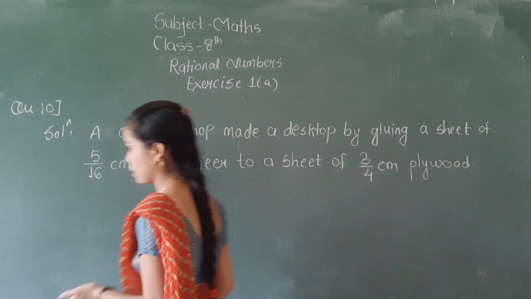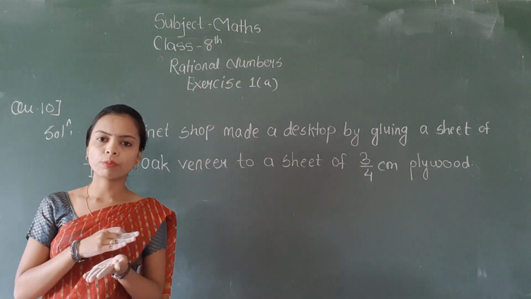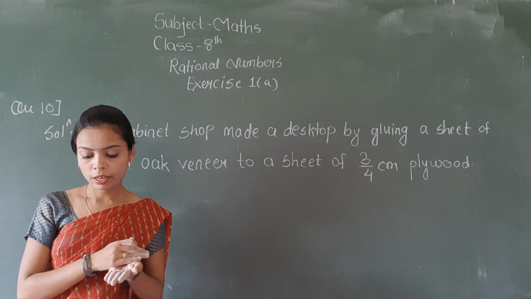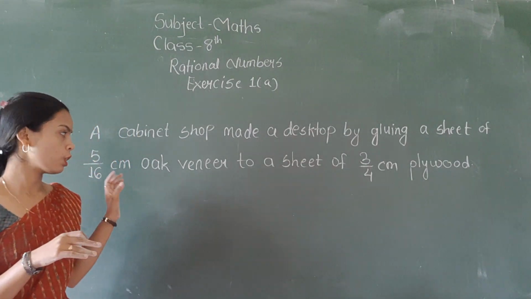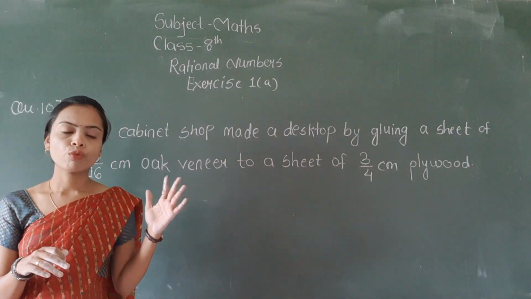क्या हुआ है कि जैसे हम लोग एक डेस्कटॉप बना रहे हैं, दैट मीन्स आपको कोई एक शीट बनानी है, तो सबसे पहले हमने ओक विनर की शीट रखी है और उसके ऊपर हमने प्लाईवुड की शीट लगाई है. So the thickness of oak veneer is 5 upon 16 and the plywood is 3 by 4 centimeter.